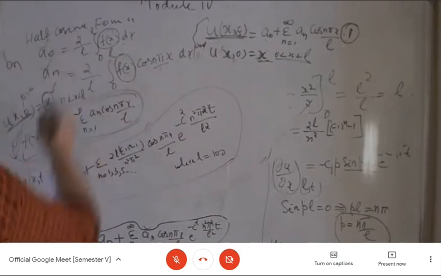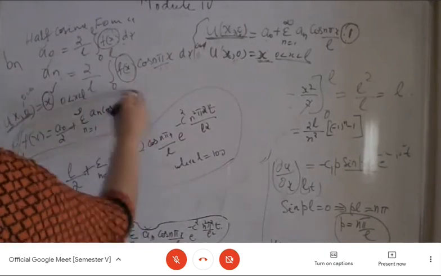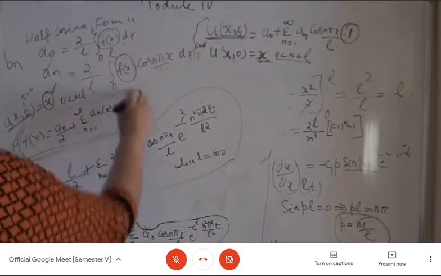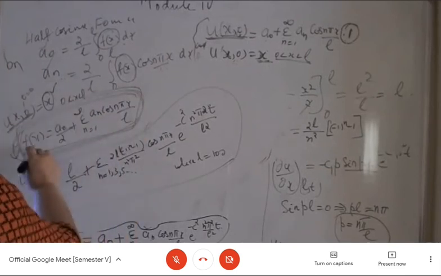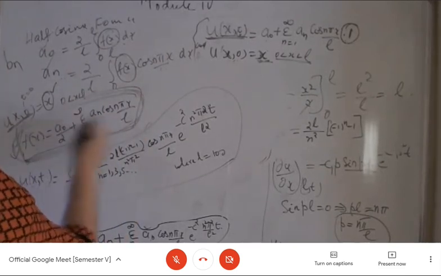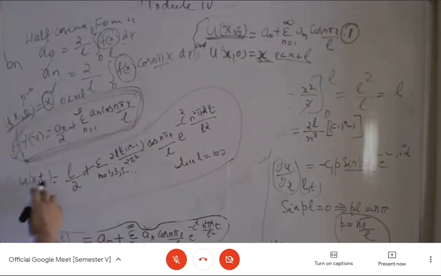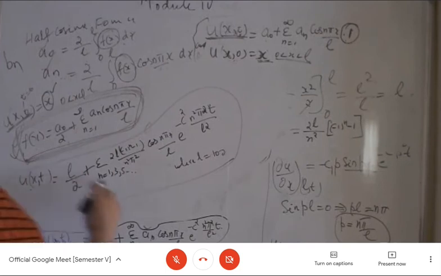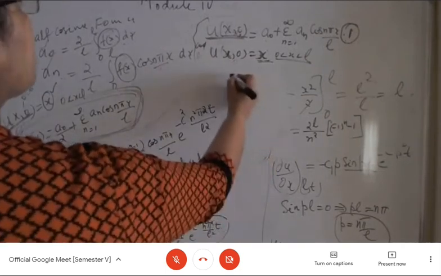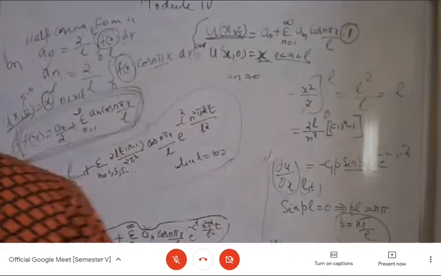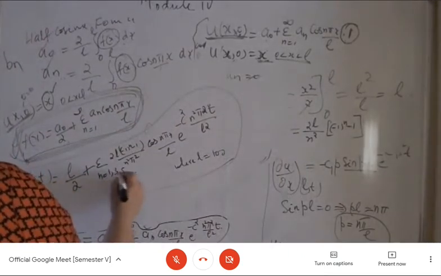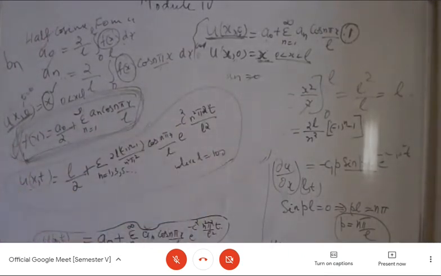After finding A0 and An, you have to write the series like this. This is the formula for the whole series. f of x is equal to A0 by 2, this is from a Fourier series, A0 by 2 plus this one. That is why we are writing u(x,t) is equal to L by 2 plus sigma. For even n it is 0. Even n. So n is 1, 3, 5. This will be the answer.